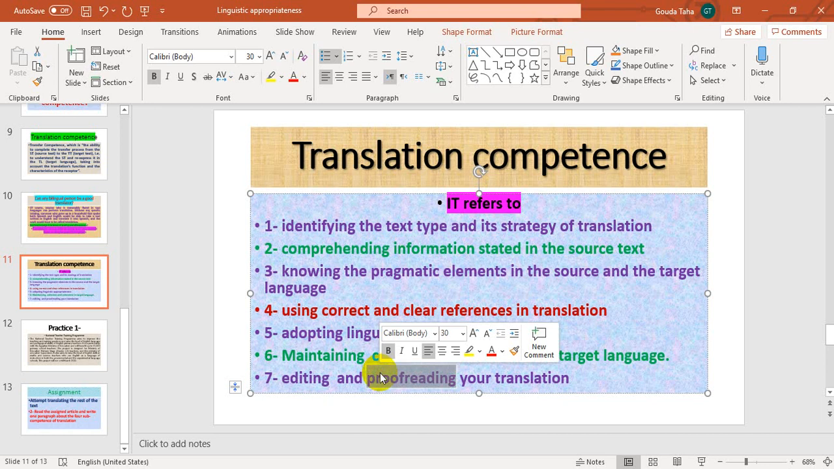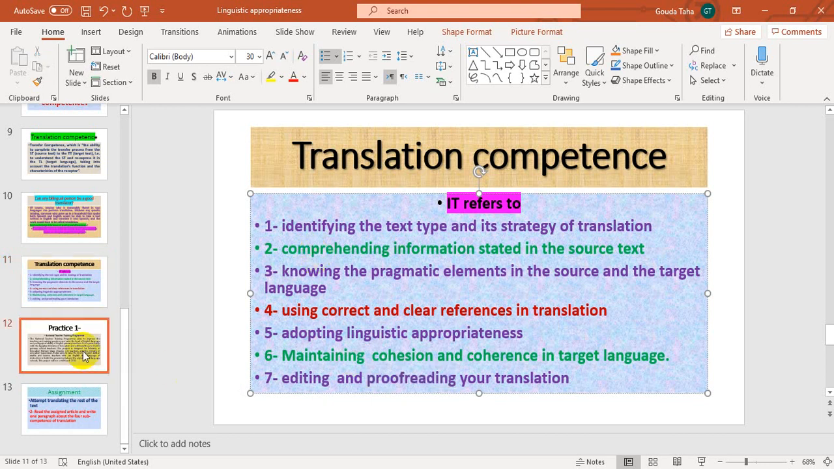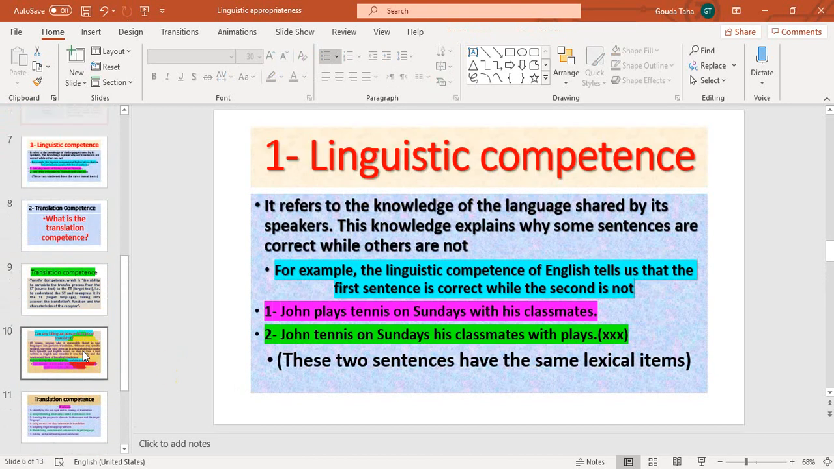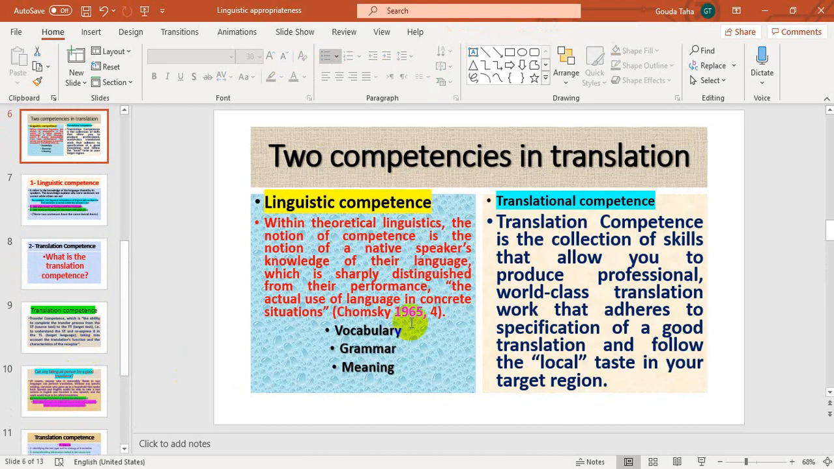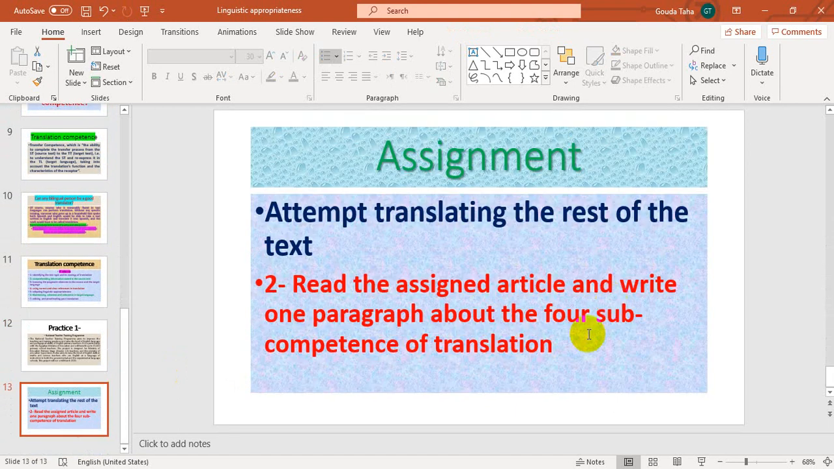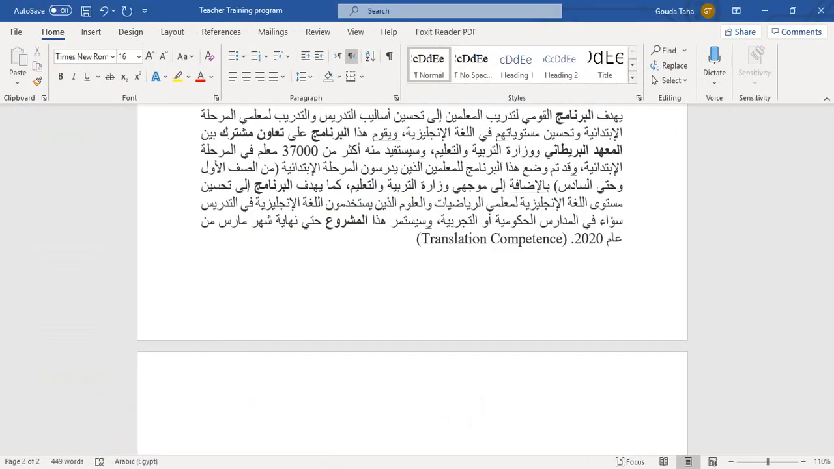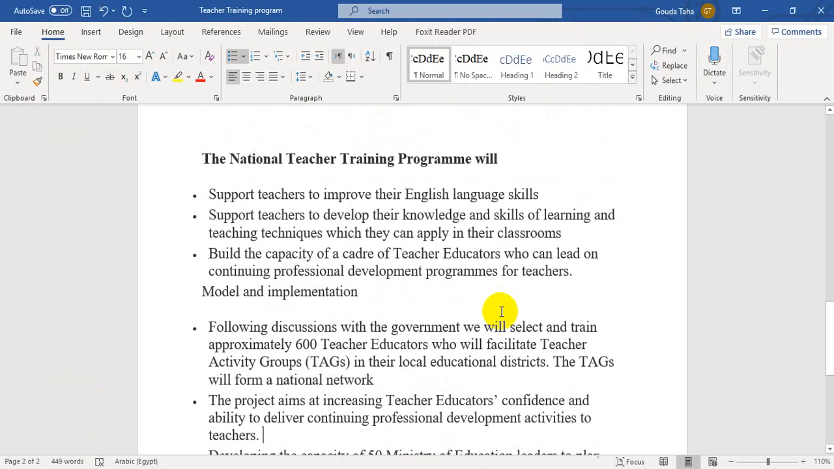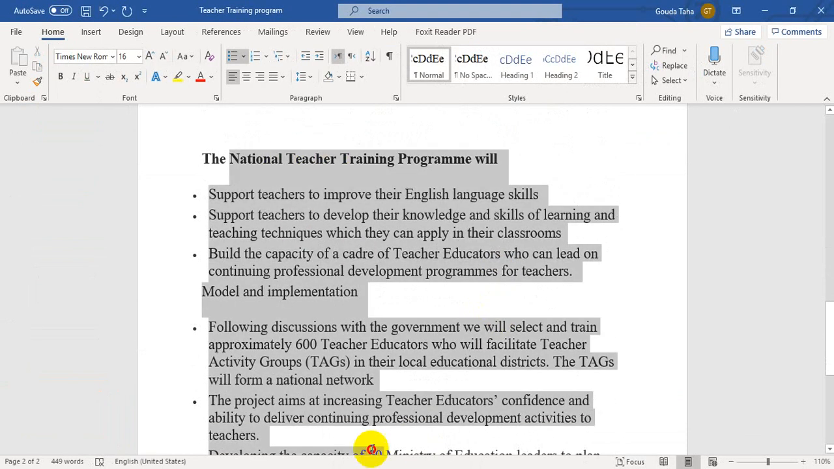So again, keep in mind these two types of translation competence. The first one, the linguistic competence, which is your draft, and the second one is the translational competence. So that's it for today, and your assignment will be to attempt translating the rest of the text, all of this.